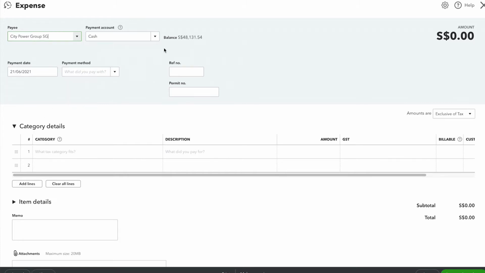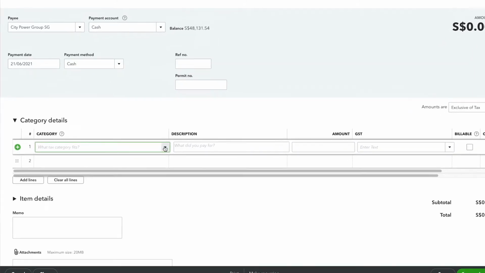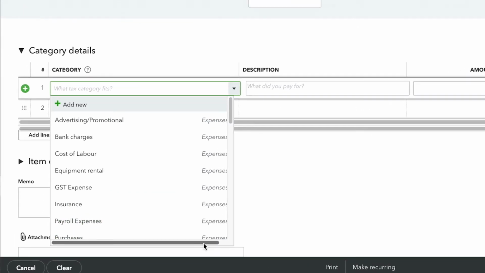Whenever we look at an expense transaction, we're able to assign where the money is coming from at the top of the form. And then down here in the category details, we tell QuickBooks why it is that we're spending the money. Most of these selections are going to be straightforward, but there are some important things to point out.